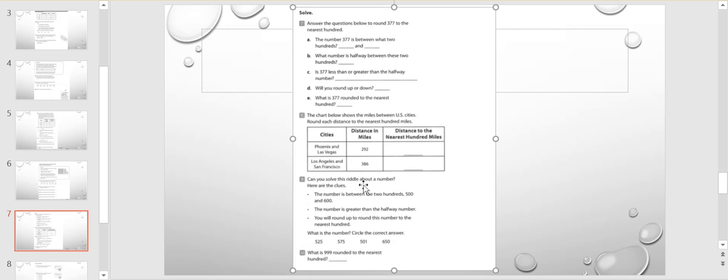Can you solve the riddle about a number? Here are the clues. The number is between the 200s, 500 and 600. Okay, so 525 is between 500 and 600. 575 is between those two. 501 is between those two, but is 650 between 500 and 600?